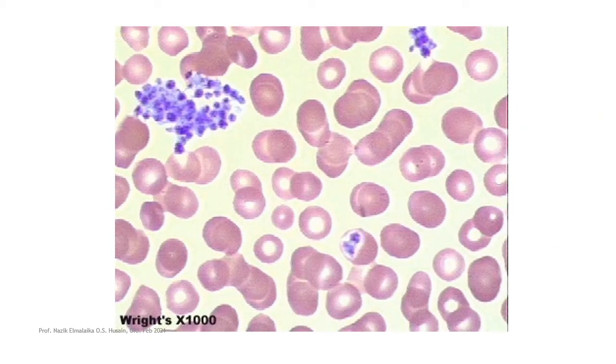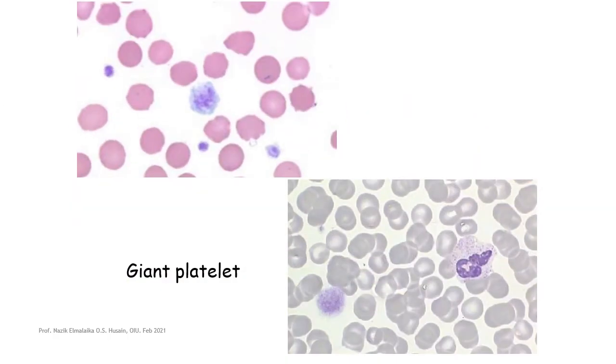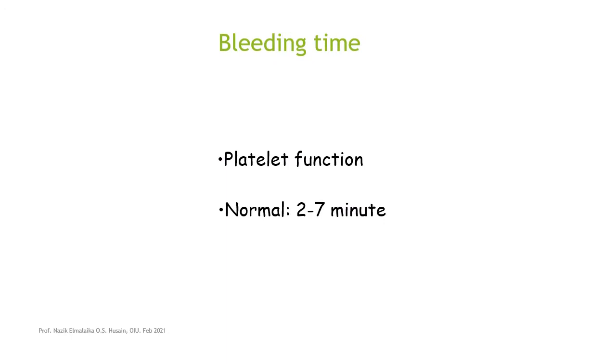If you see in the peripheral blood film a lot of platelets aggregating, that means there is an abnormal function of the platelets. Also can present with bleeding. Giant platelets also indicate a hereditary disorder or bleeding disorder. Bleeding time reflects the platelet function, and it is normally 2 to 7 minutes.